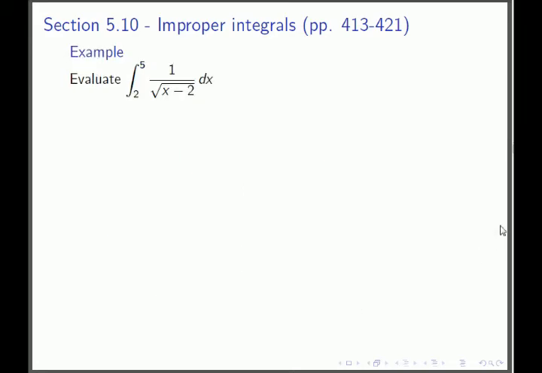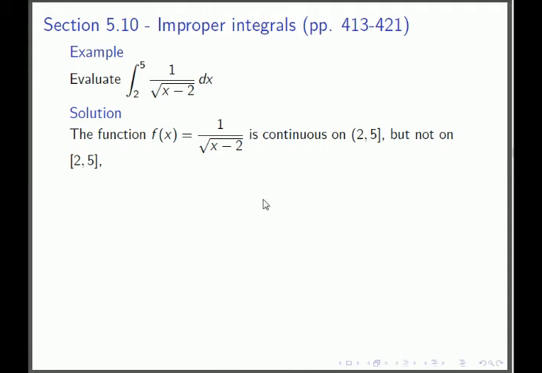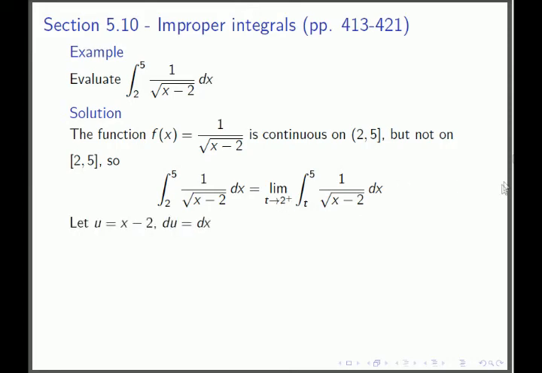Let's see how this can be done. To evaluate the integral from 2 to 5 of 1 over the square root of x minus 2, we should be cautious and note that this function is continuous not on the closed interval from 2 to 5, but on the half-open interval from 2, excluding 2, up to 5. And so what we should do is compute the integral from t to 5 and then let t go to 2 from the right. So to do that, I'm going to do substitution.